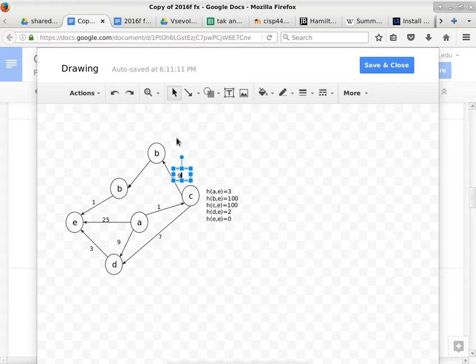Make this 9 and make this 1. We'll change the name of this node here to F. There we go.